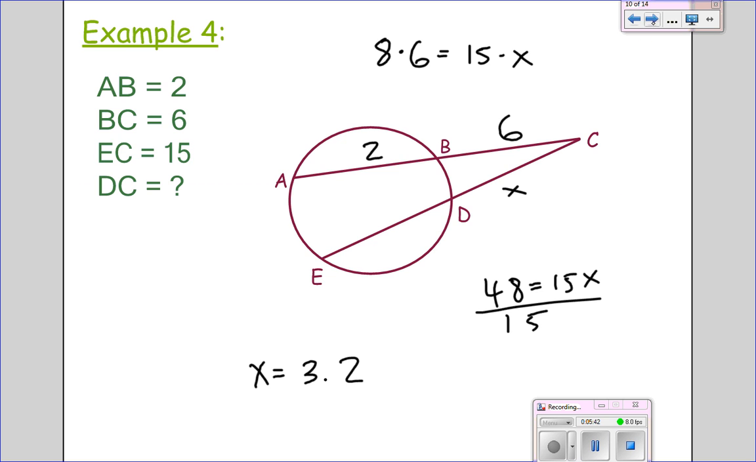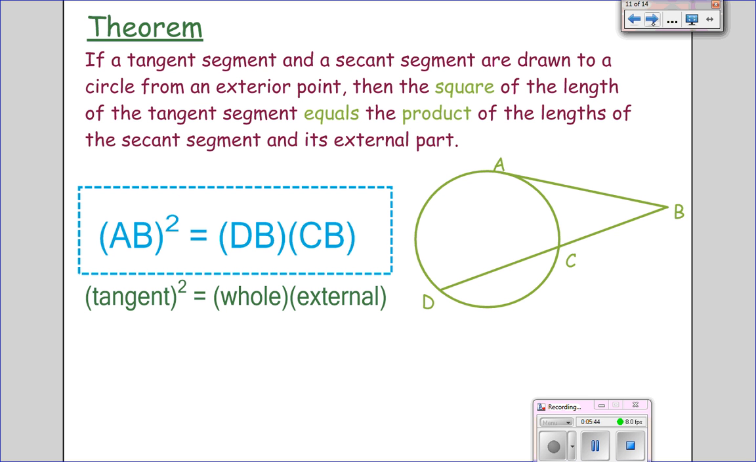All right, moving right along to our last theorem of the day. If a tangent segment and a secant segment are drawn to a circle from an exterior point, so notice how now we have a tangent and a secant, then the square of the length of the tangent segment, so we square this, equals the product of the lengths of the secant segment and its external part. So we have the whole tangent segment squared equals the whole secant part times the external part.